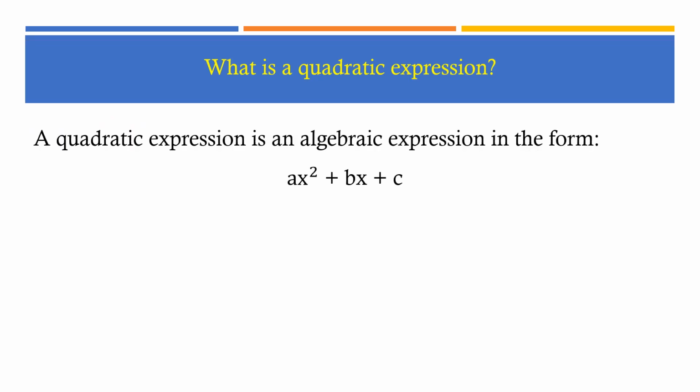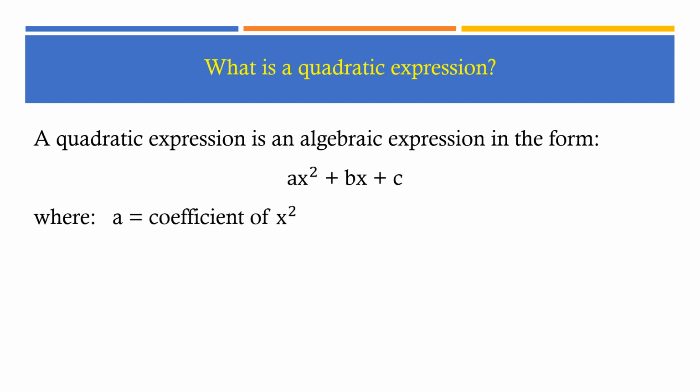A quadratic expression is an algebraic expression in the form ax squared plus bx plus c. You need to understand that this x can be any letter, it can be y, it can be n, it can be p, it can be any letter. We can have ap squared plus pb plus c. Okay, now what do we understand by a, b, c?